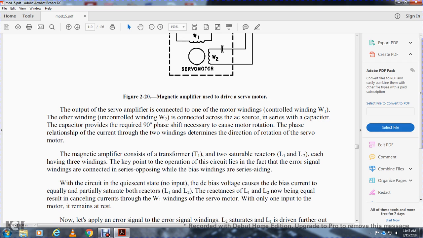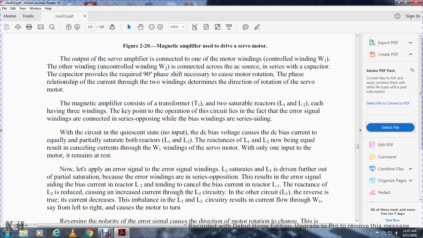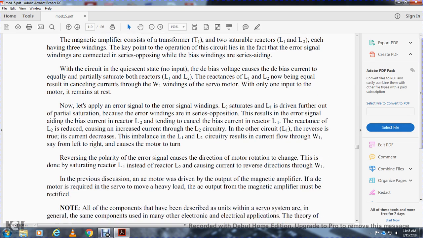The magnetic amplifier consists of transformer 1 and two saturable reactors, inductor 1 and inductor 2, each with three windings. The key point in the operation of the circuit lies in the fact that the windings are connected in series, aiding. In the circuit's quiescent state, with no input, the DC bias voltage with the DC bias current equally and partially saturates both reactors. The reactances of inductor 1 and inductor 2 are equal, with the result of canceling current through winding 1 of the servo motor, which remains at rest.